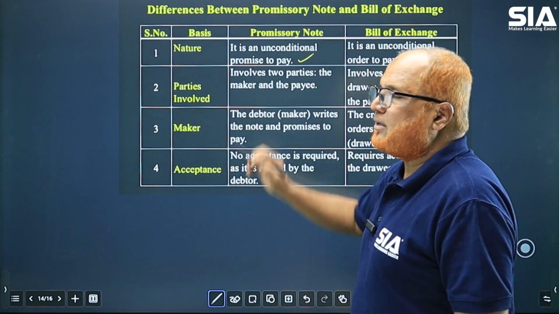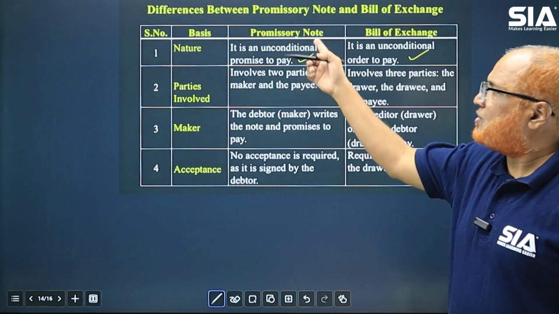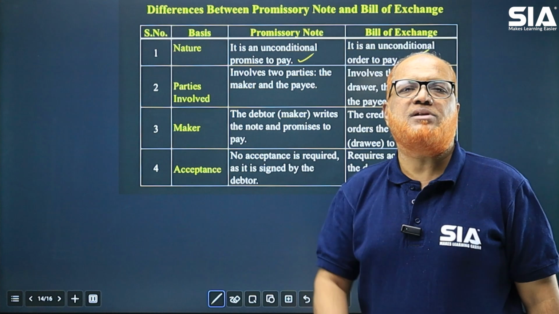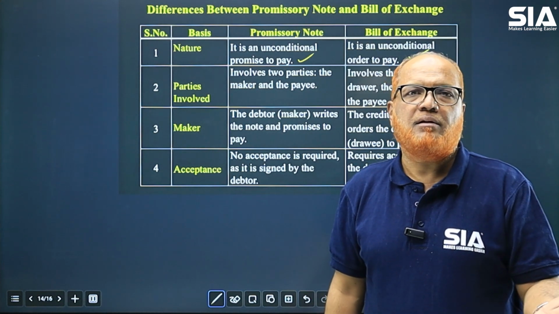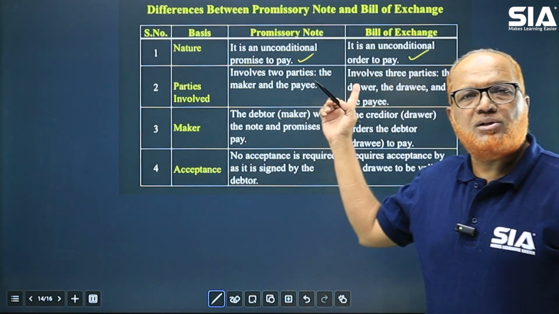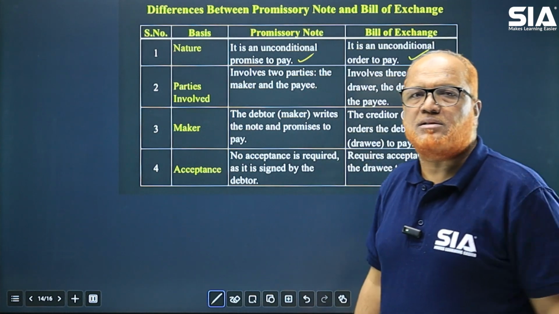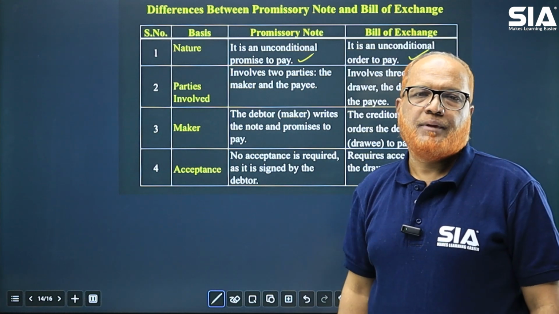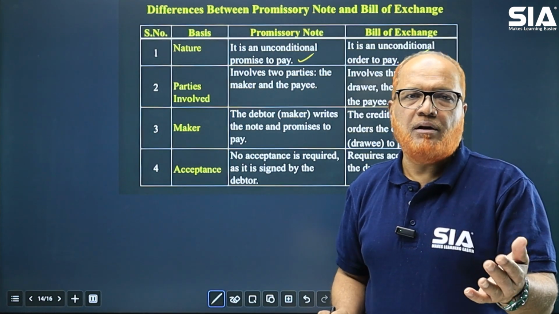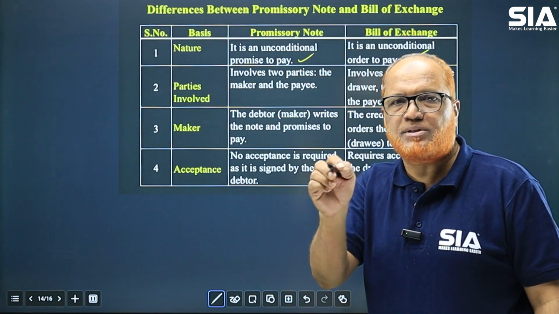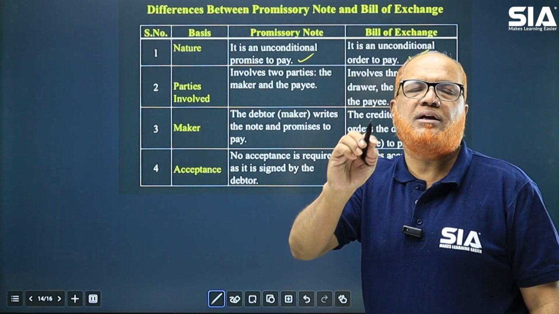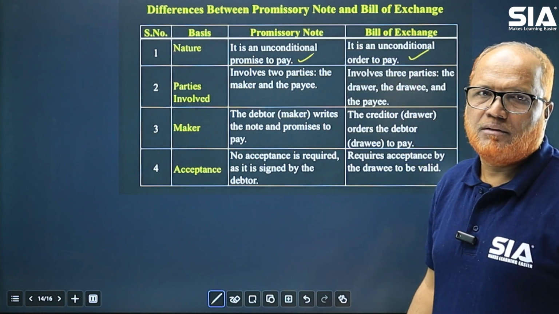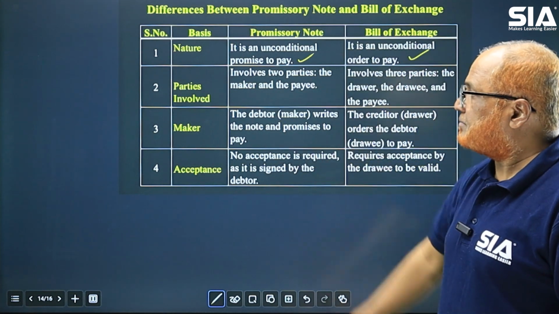The second is parties involved. In case of promissory note, only two parties are there: the maker of the promissory note and the payee. That's all, only two parties. But in case of bills of exchange, we have three parties: drawer, drawee, and payee. The drawer is the person who draws the bill; the drawee is the person who accepts the bill; the payee is the person to whom the amount is to be paid. So two parties, three parties.